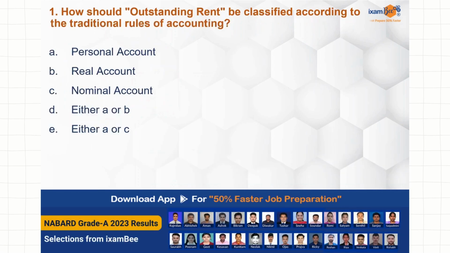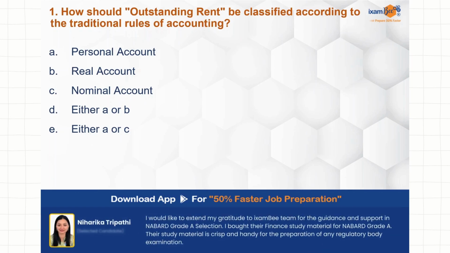Now let's start with today's question. The first question is related to your commerce and accounts. How should outstanding rent be classified according to the traditional rules of accounting? So this is a very nice question. There are two terminologies in which students get confused: outstanding rent and rent.